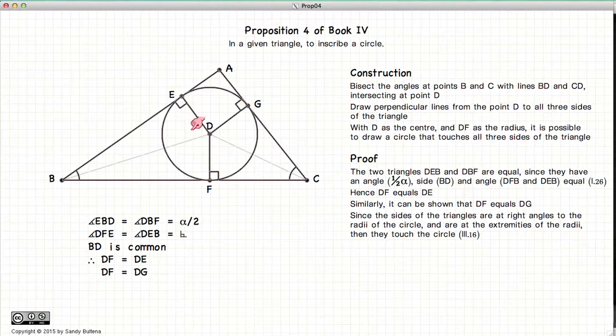So we have that all these three lines are equal, so we can draw a circle. With those three lines, these will be the radii of the circle. And since from point D to G is a radius and the angle is 90 degrees, that by definition means that the line A to C touches the circle at G. And thus we've taken a given triangle and we have inscribed a circle.